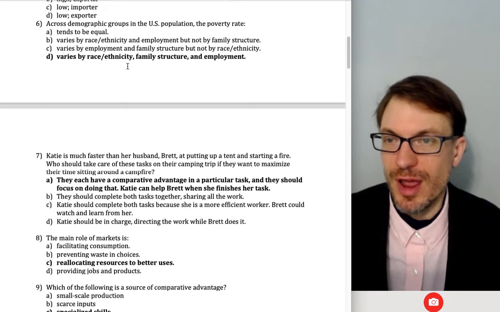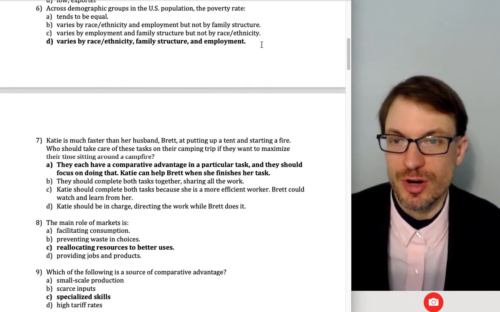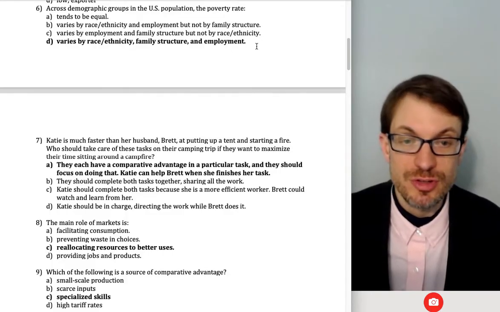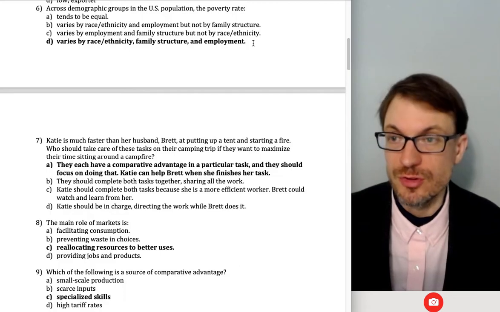Okay, so across demographic groups in the U.S. population, poverty rate varies by race, ethnicity, family structure, and employment. Substantially so, right? And this is really important for policymakers to pay attention to.